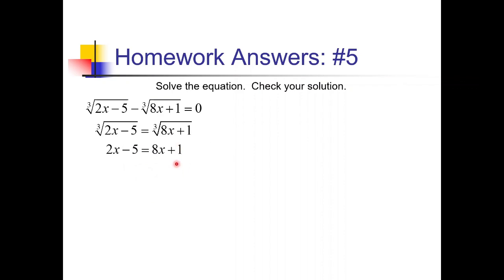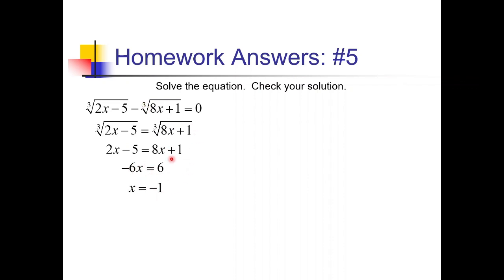And now let me move the x's over to the left. I guess it doesn't really matter, but 2x minus 8x, that'll be a negative 6x over there. Let me move 5 over to the right. Adding 5 over there gives me a 6. Dividing by negative 6 gives me x equals negative 1.